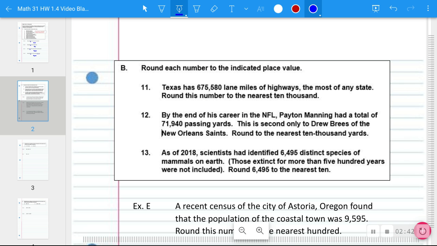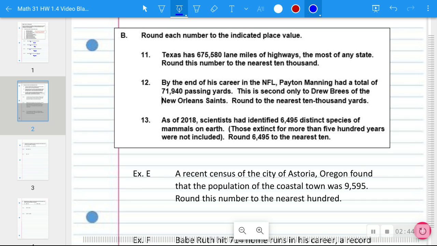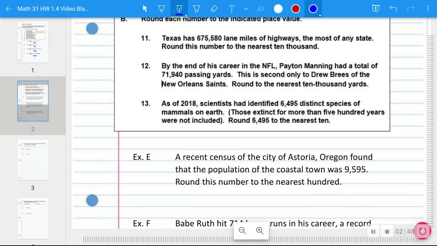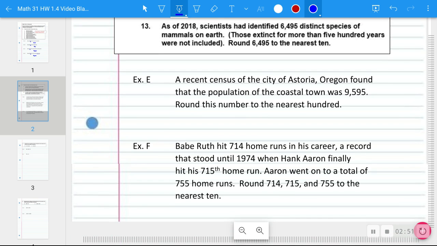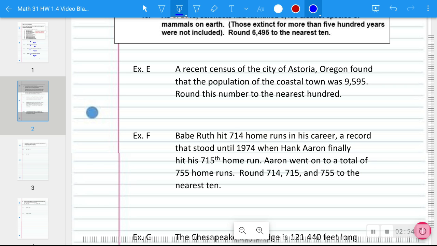Okay, in part B here, it's the same skills. We're just putting the numbers in some sort of context here. But really, there's nothing different about this section. We're just going to identify the number and round it to the place that's specified. A recent census of the city of Astoria, Oregon, found that the population of that coastal town was 9,595. Round this number to the nearest 100. So the choices are 9,500 or 9,600, and with a 9 next door, we're going to prefer bumping it up to 9,600.